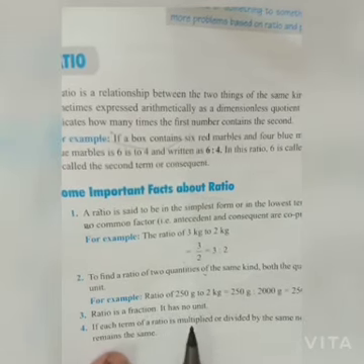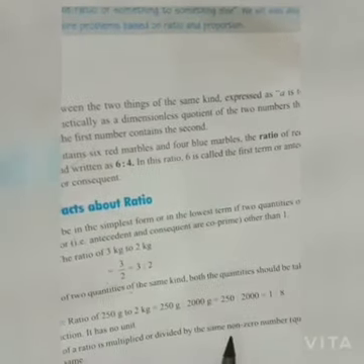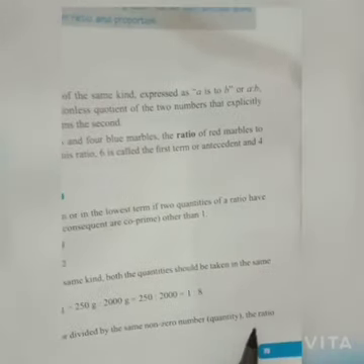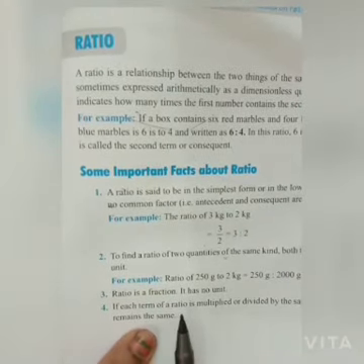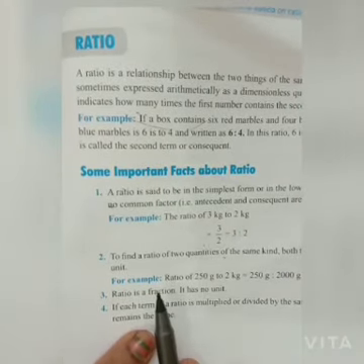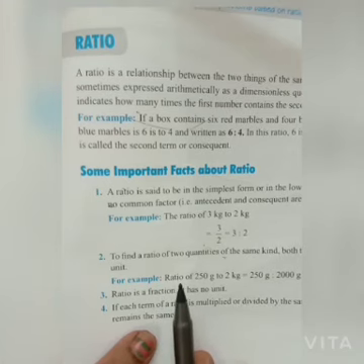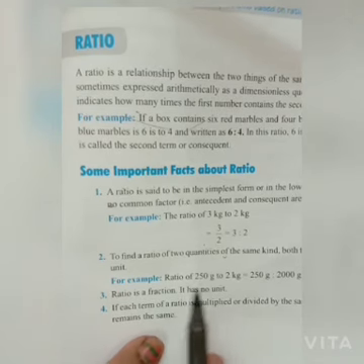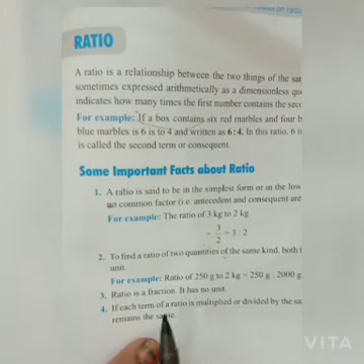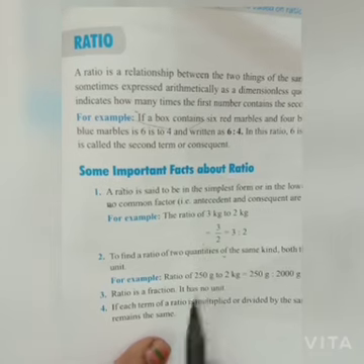If each term of a ratio is multiplied or divided by the same non-zero number, the ratio remains the same. That you know very well. A ratio is a fraction. When you multiply the numerator by one number, you have to multiply the denominator by that same number, then the fraction has no change. That you already studied previously.